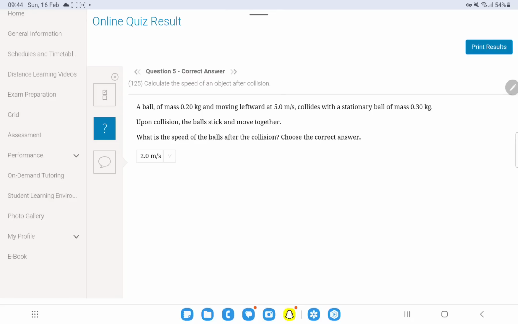A ball of mass 0.2 kilograms is moving leftwards at 5.0 meters per second, and collides with a stationary ball of mass 0.3 kilograms. Upon collision, the balls stick and move together. Whenever you see they stick and move together, you use this equation: m1 v1 plus m2 v2 equals v times m1 plus m2.